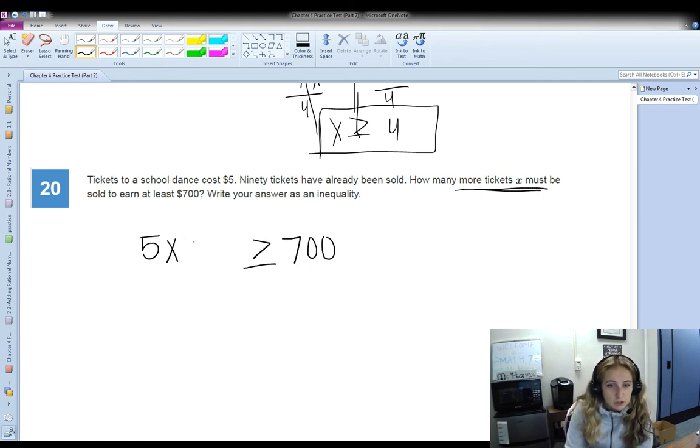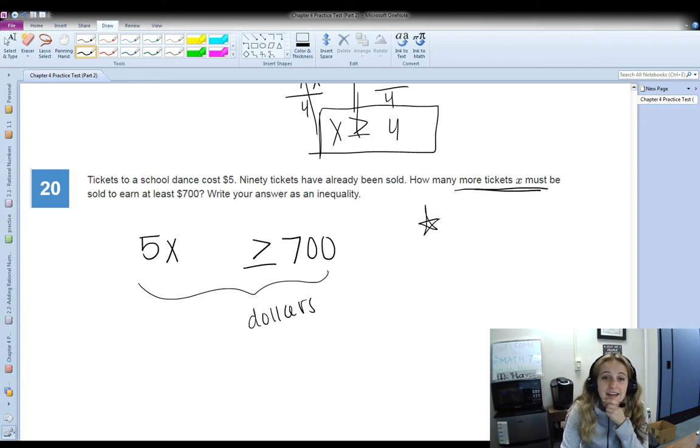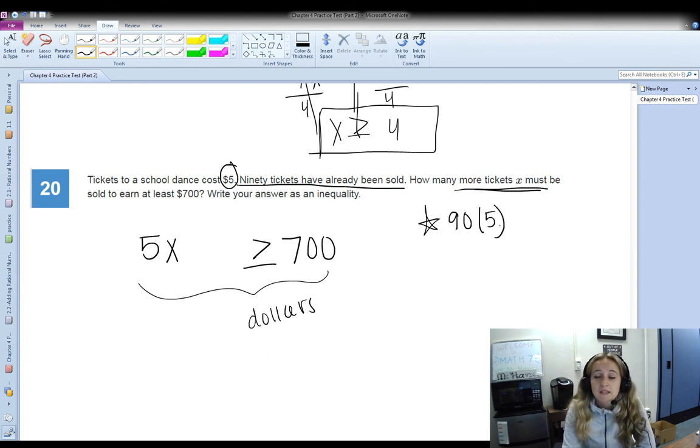90 tickets have already been sold, which means we're not just going to write 90 here. Why? Well, because this is all in dollars, okay? This is all represented in dollars. 90 tickets doesn't represent the money you've earned, because how much does a school dance ticket cost? $5. So what we need to do to find the money earned already is we need to do 90 times 5, because that's the amount each ticket costs. So 90 times 5 is going to give us $450.